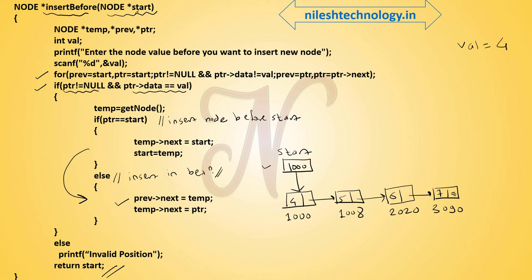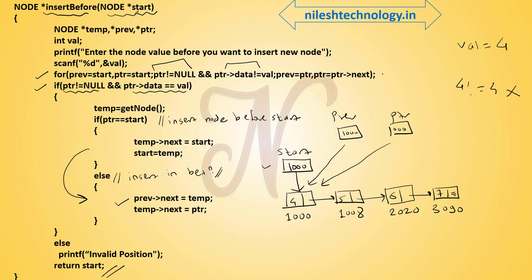Okay, check here by using the for loop, prev equal to start and ptr equal to start. So here we assume this is your prev, this is your ptr, both are pointing to this start. So they store the address 1000. Next check ptr is not equal to null, true, and data is not equal to value. So see here data is 4, so 4 is not equal to 4, false. Here we break this for loop.